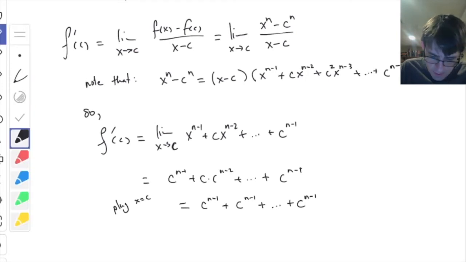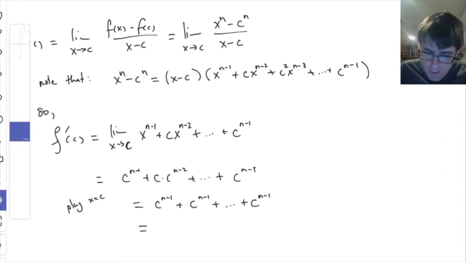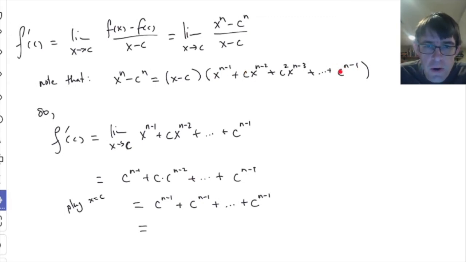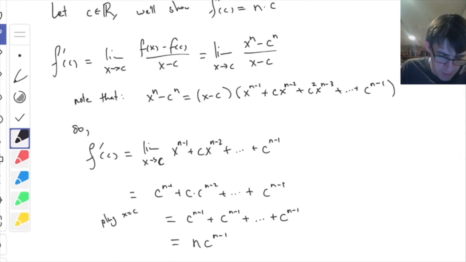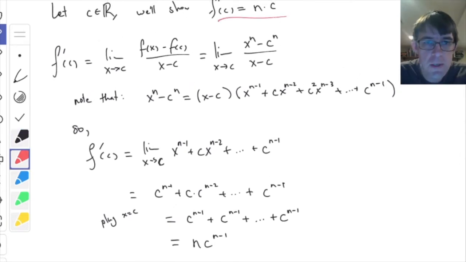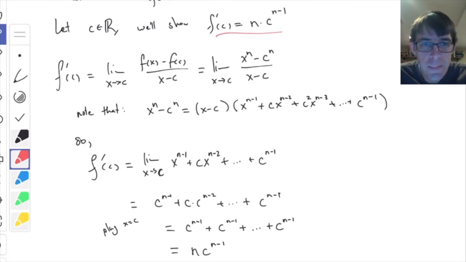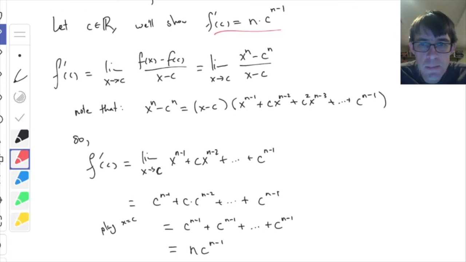Well, it's just c to the n minus 1 added together a bunch of times. How many times? Well, if you look at this here and think about it, you will decide there are n things here being added together. So this is actually equal to n c to the n minus 1. And that's what we wanted to show, isn't it? F prime of c is, can't see my exponent there. Right there. n c to the n minus 1. Right.